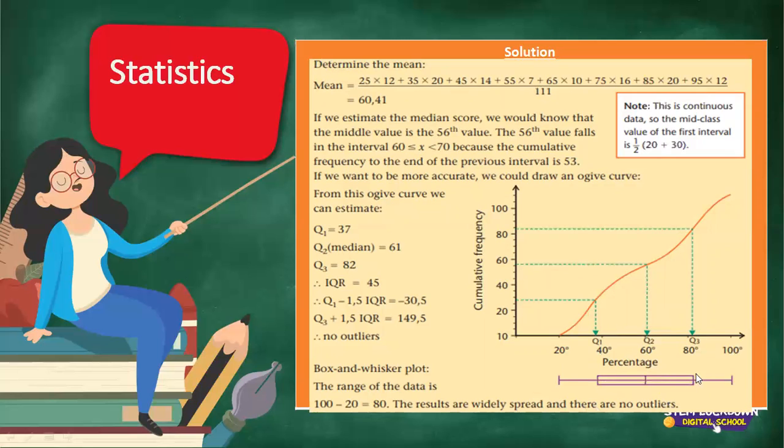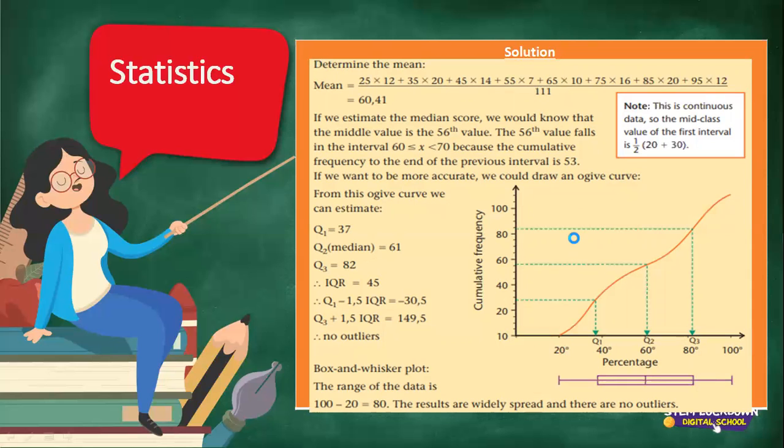After creating our box and whisker, looking at the box we can see that the whole data is fairly symmetrical. Because if you look at our mean value, 60.41, and the value of our median, which is our Q2, which is 61, 60.41 and 61 are very close values. So we can say confidently that this data is symmetrical.